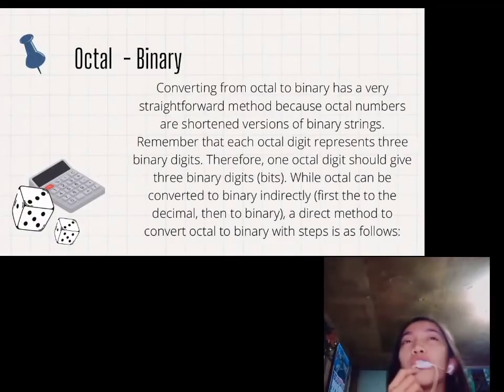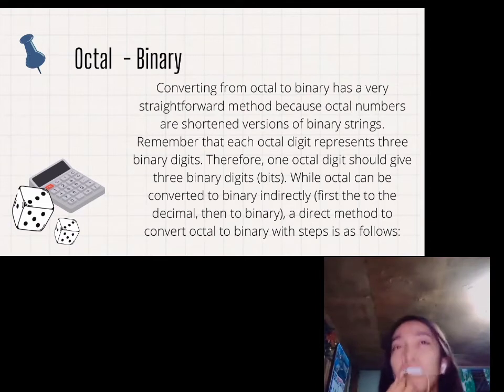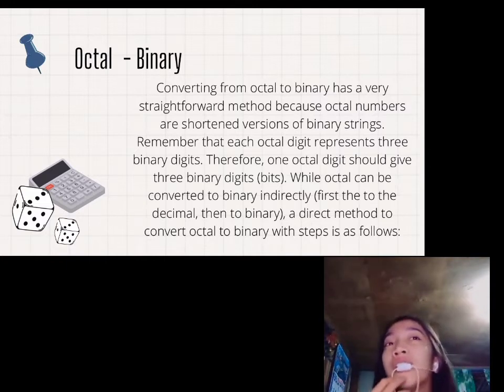Octal to binary. Converting from octal to binary has a very straightforward method because octal numbers are a shortened version of binary strings. Remember that each octal digit represents 3 binary digits. Therefore, one octal digit should give 3 binary digits, while octal can be converted to binary indirectly. First, to the decimal, then to binary.